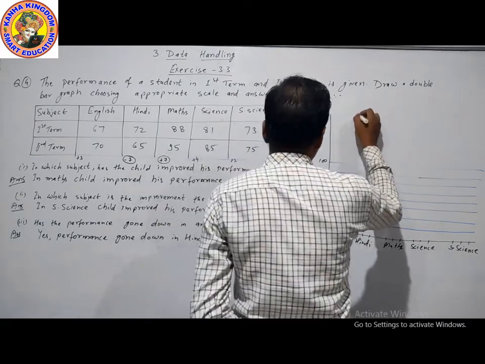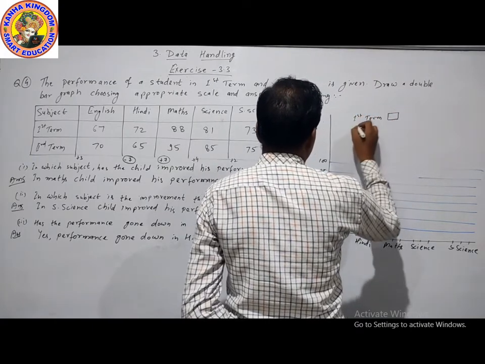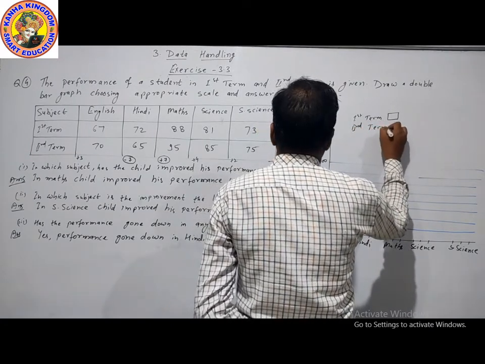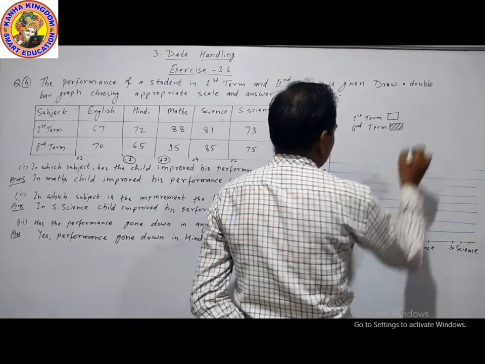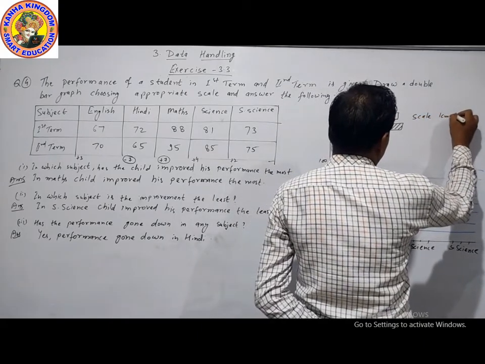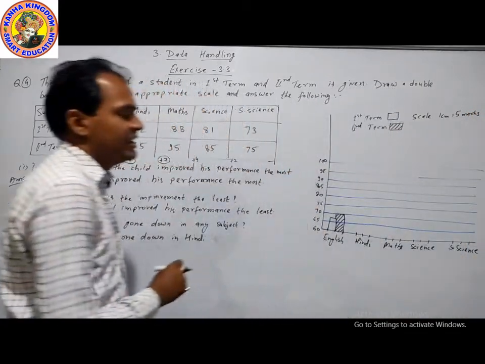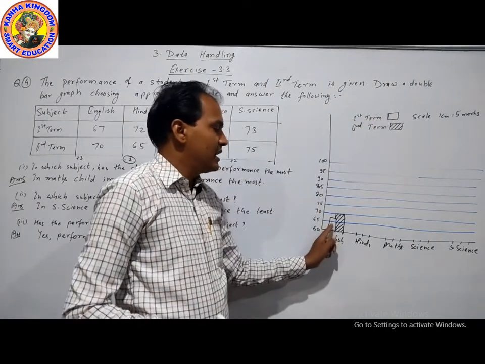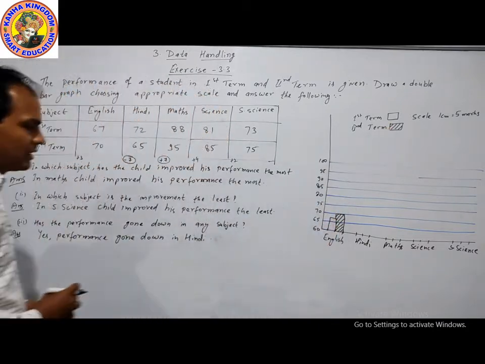Here, first term is a blank bar, second term is a line bar, and scale: 1 centimeter is equal to 5 marks. We will take a difference of 5 marks in each line. So first term will be denoted by the blank bar and second term will be denoted by the line bar.